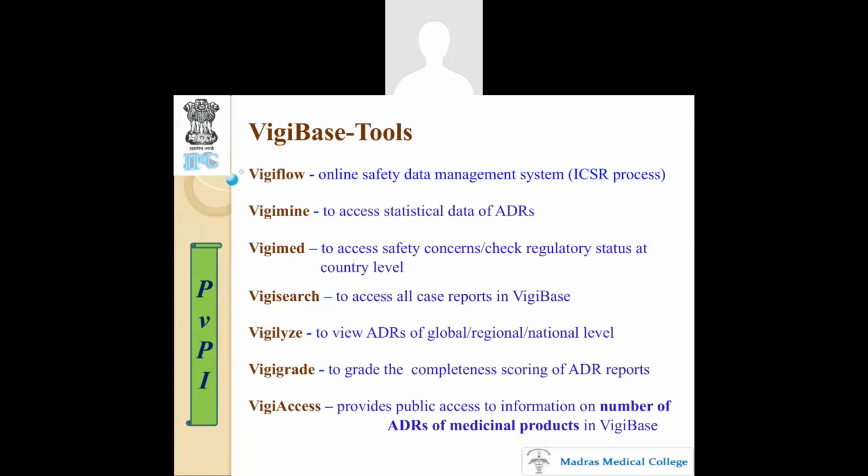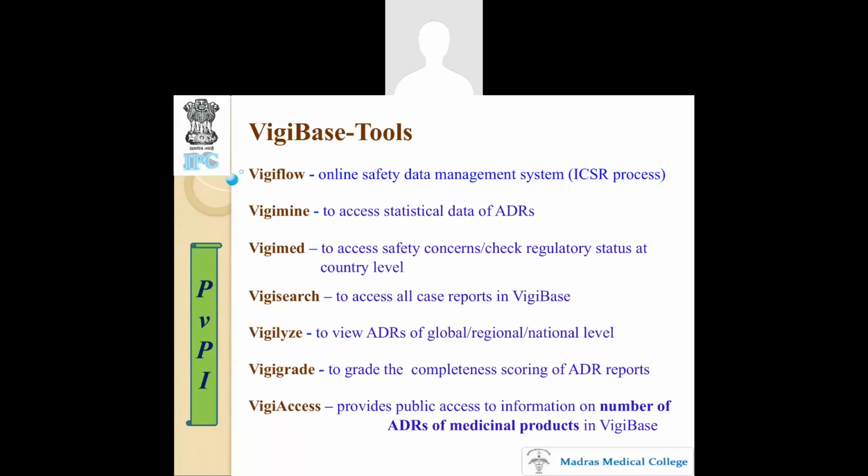Say, for example, if one drug is banned or withheld from marketing in India, you can check what the status was after one or two months, whether it is completely banned or the formulation has been changed and used for another condition. The regulatory status you can check with Vigimed, but we don't have access for Vigimed and Vigisearch. We only have access for Vigiflow. But the national center has access for all these: Vigimine, Vigimed, Vigisearch, Vigilize, Vigigrade, and Vigiaccess.